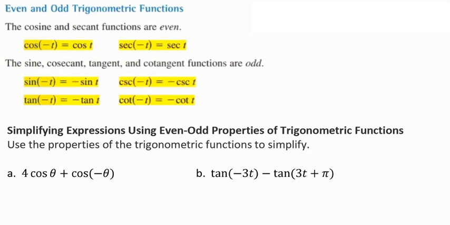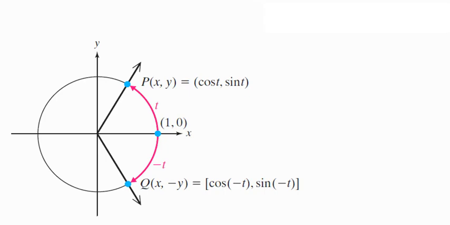In this video, we're going to be simplifying expressions using the even-odd properties of trigonometric functions. But let's first talk a little bit more about what even and odd trigonometric functions are. Now recall that a function f is even when f of negative x gives us f of x. And a function is considered odd when f of negative x gives us a negative f of x.